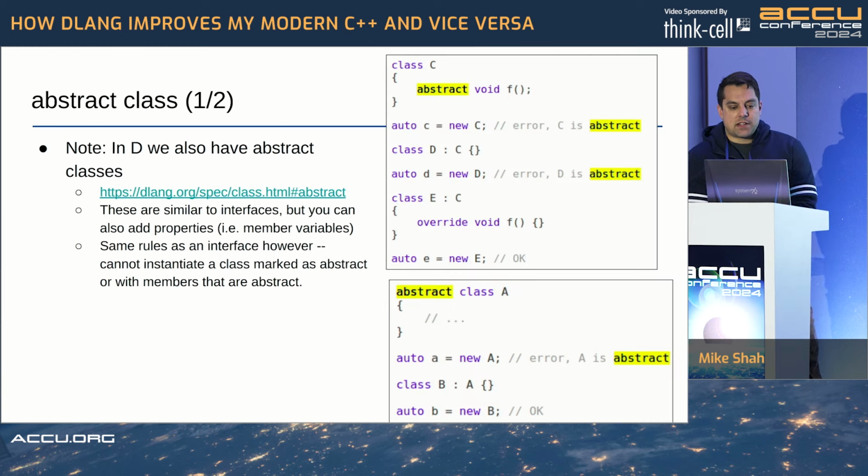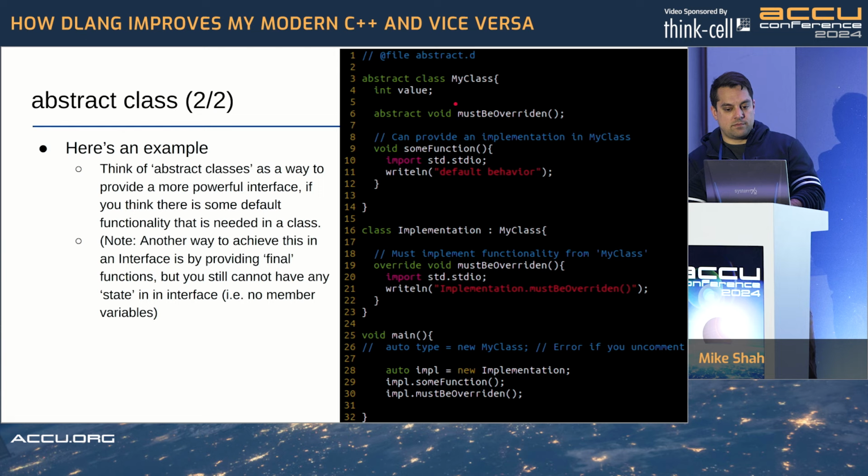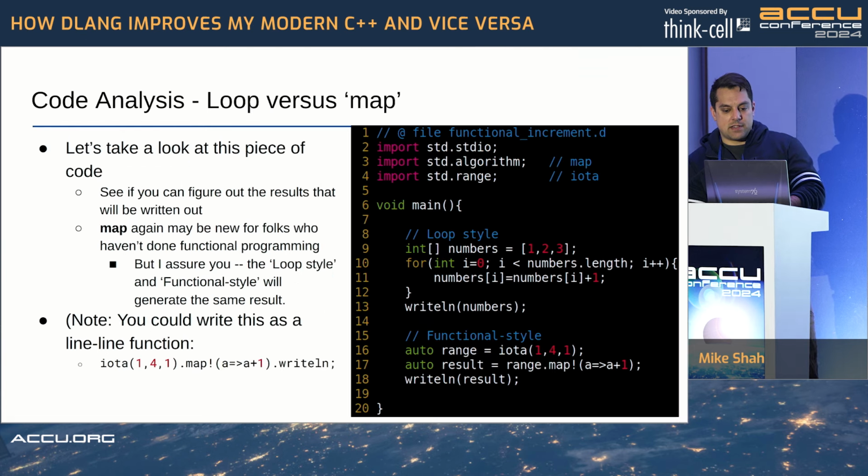We do have abstract classes as well in D, the difference being that you can add member functions to them. That's the only difference. Most folks end up just using interfaces, but if you do want some sort of base class or an abstract class, you can set that up as well. And here's just another example of abstract class, same as before.